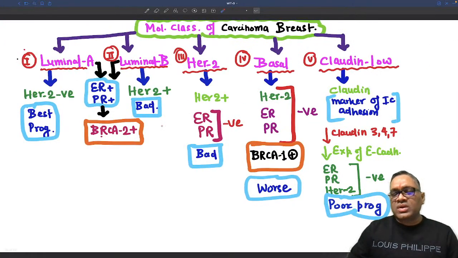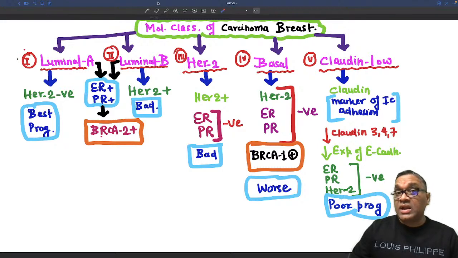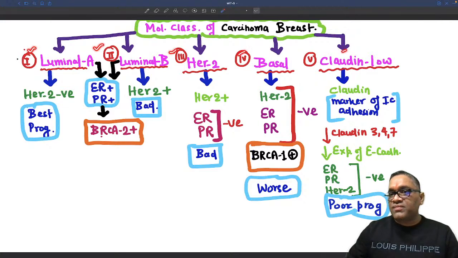So before I close down, I would like to tell you about the molecular classification of breast cancer, right? Because there was a question in the 2019 FMGE exam from this. So try to listen to this molecular classification of breast cancer, where we are dividing them into 5 groups: 1, 2, 3, 4, 5, right? Luminal A, luminal B, HER2, basal, and Claudin low.